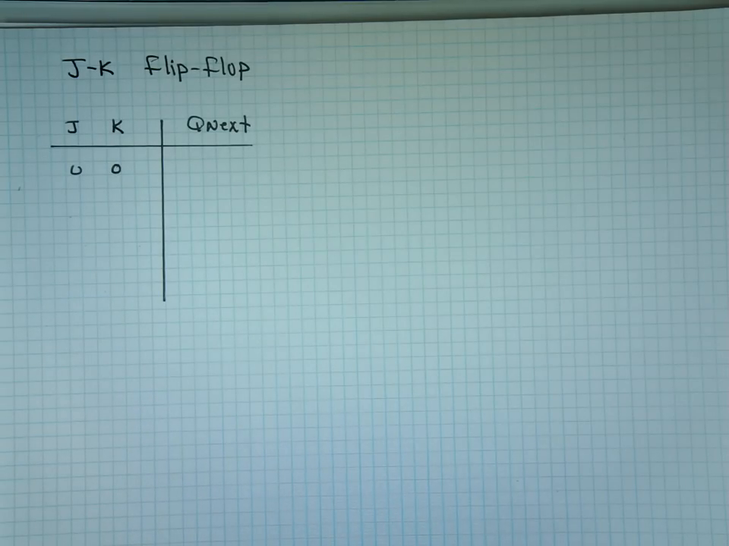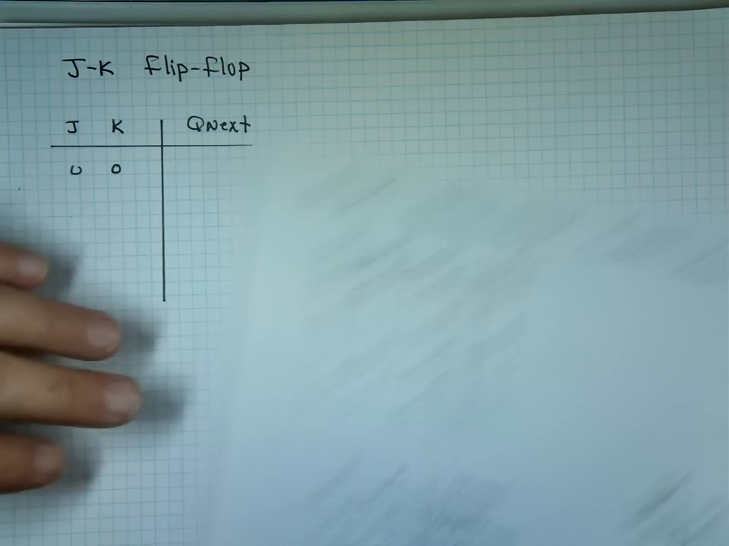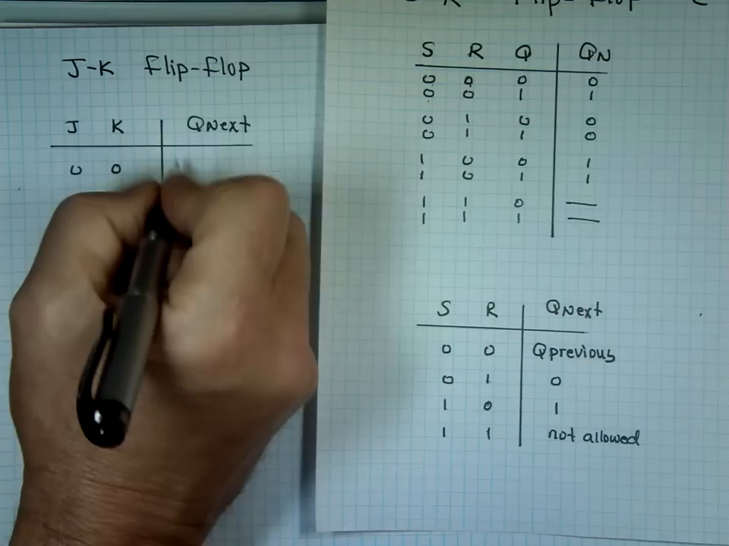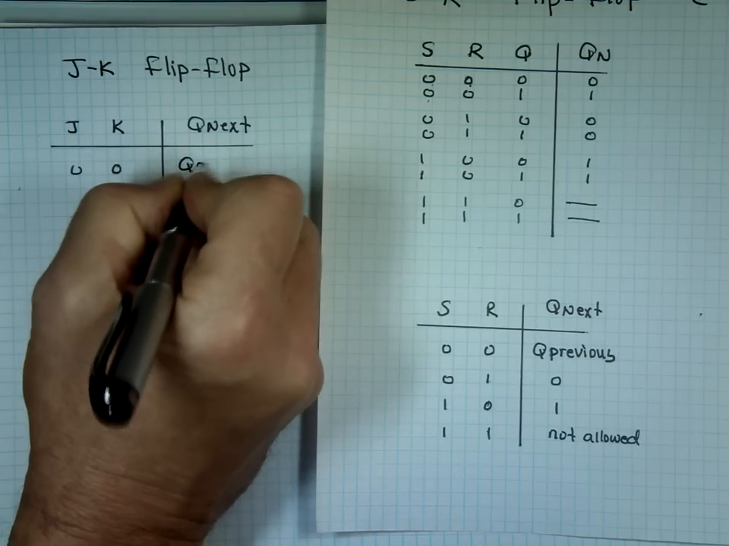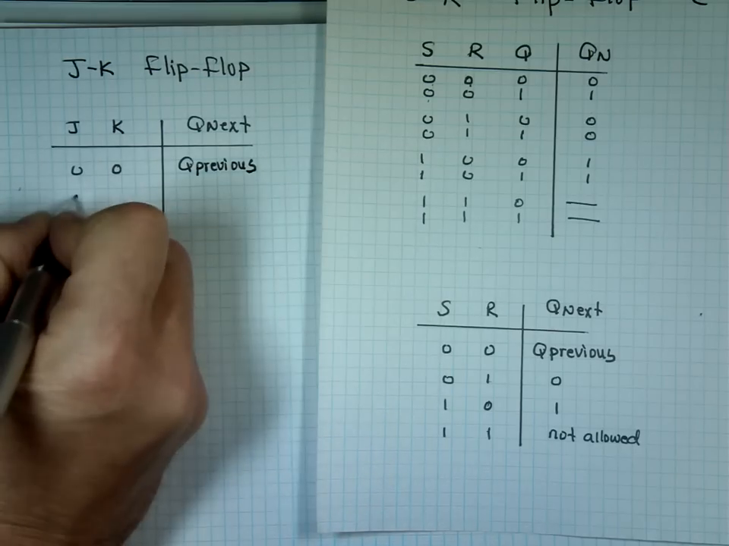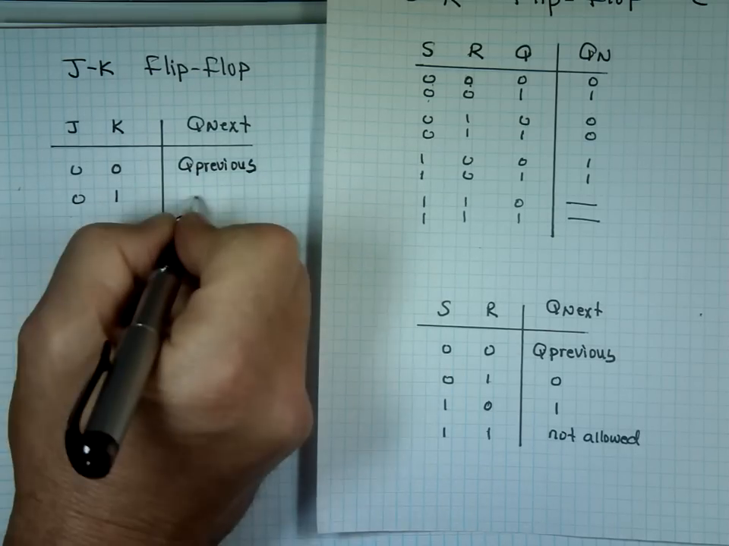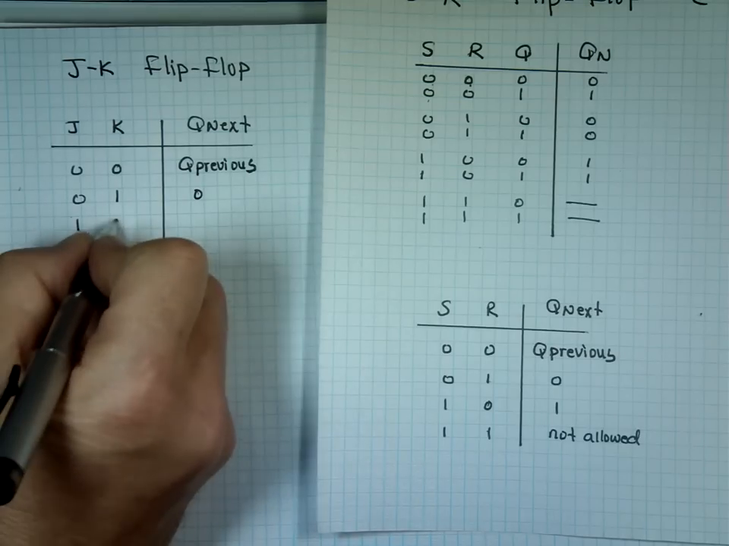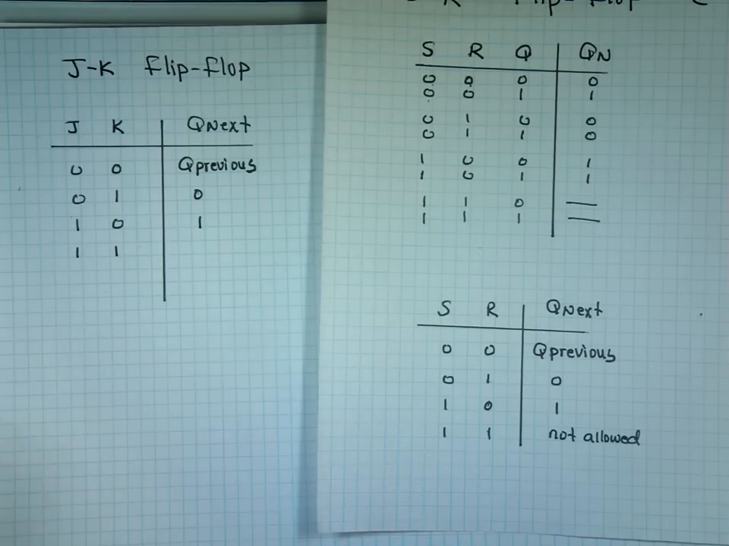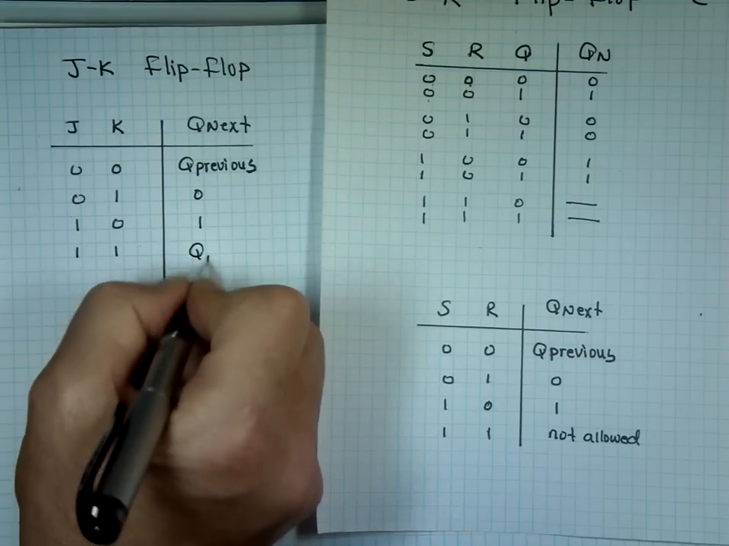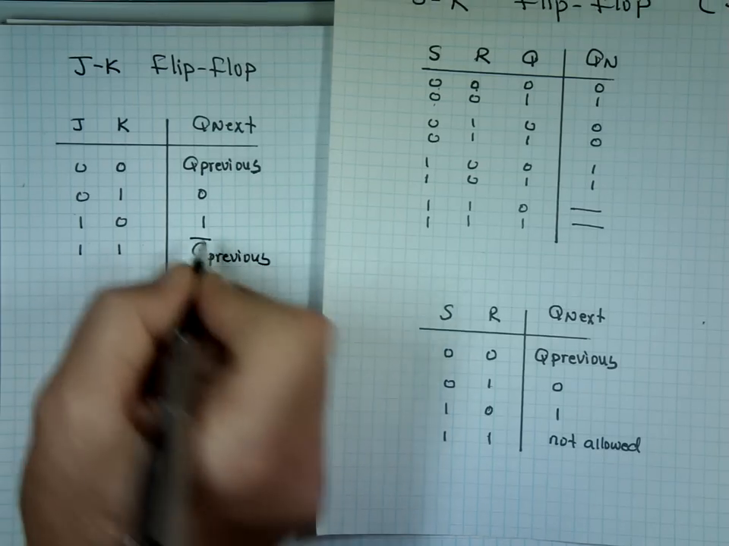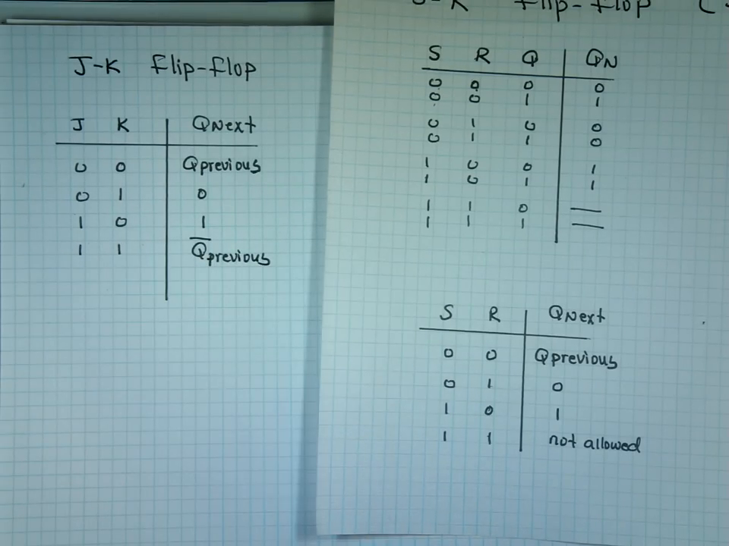Now, just like that SR flip-flop, when it's 0, 0, it's the same as the previous. No change. When it's 0, 1, this will be a 0. 1, 0, this will be what? 1. But here's the difference. When you put 1, 1, it's the previous state complemented. It's the complement of the previous. So if the previous was 0, this becomes 1. If it was 1, it turns to a 0.